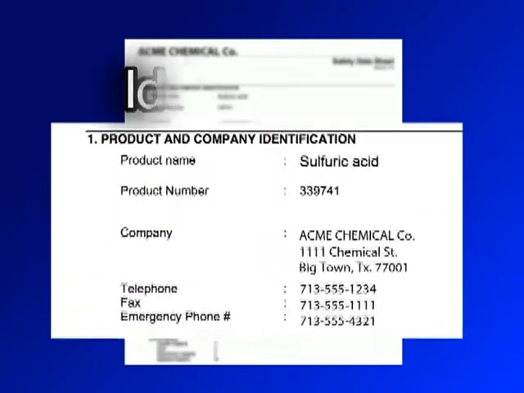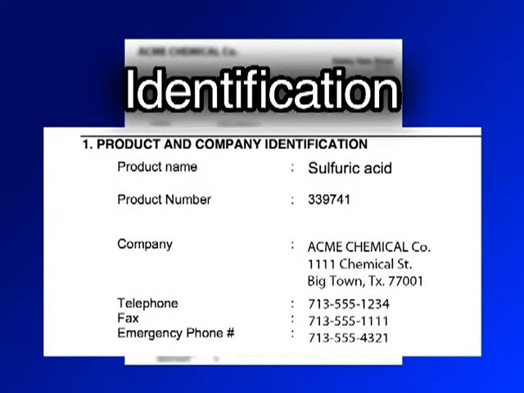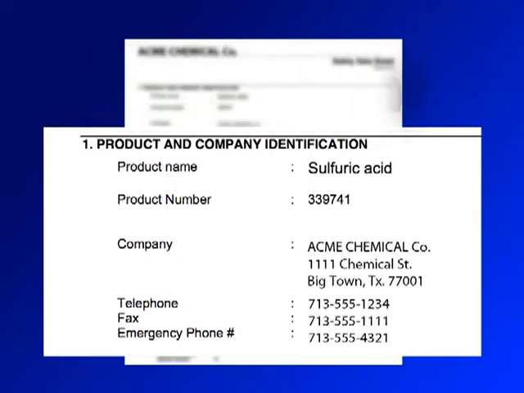Section 1, Identification, includes product identifier used on label, other means of identification, recommended use of the chemical and restrictions on use, name, address, and telephone number of the manufacturer, importer, or other responsible party, plus an emergency phone number.